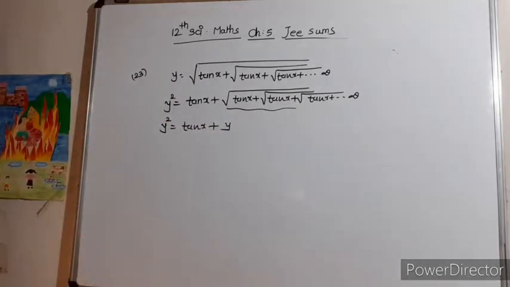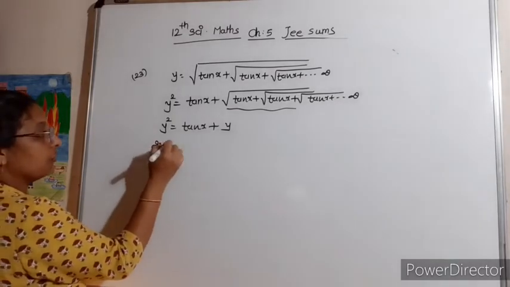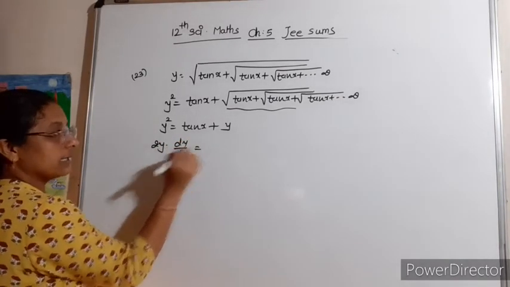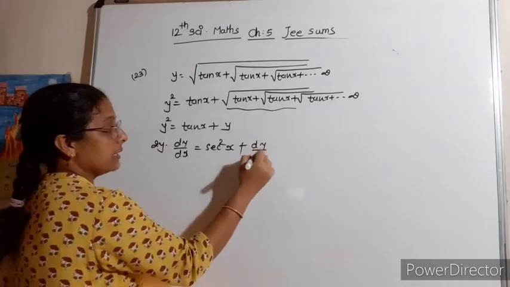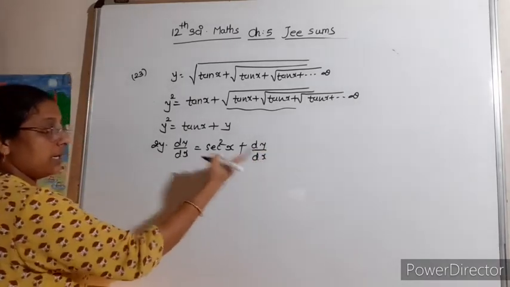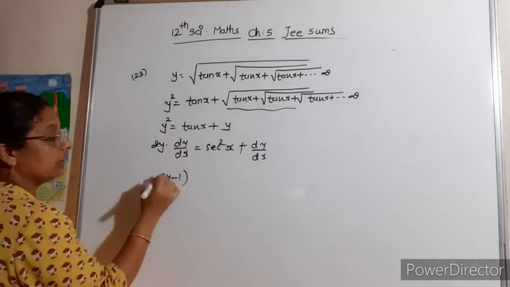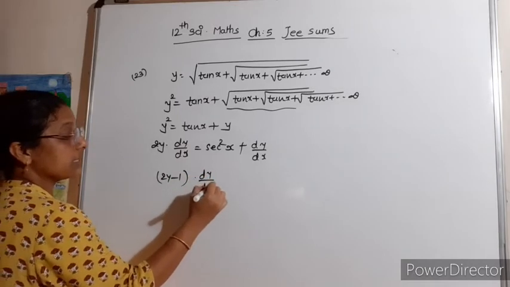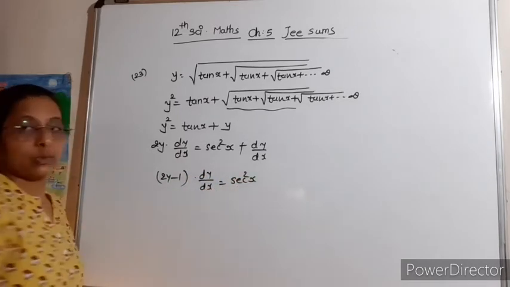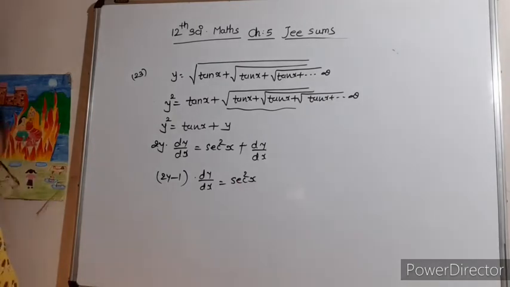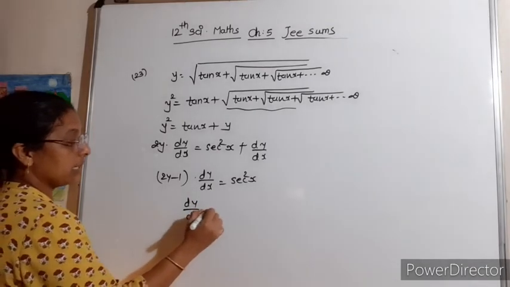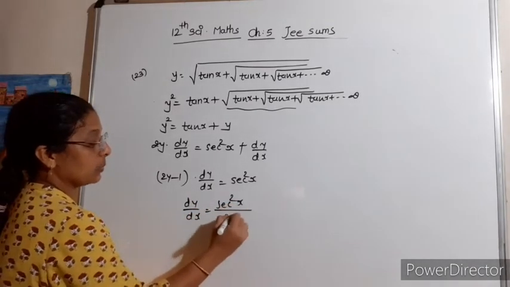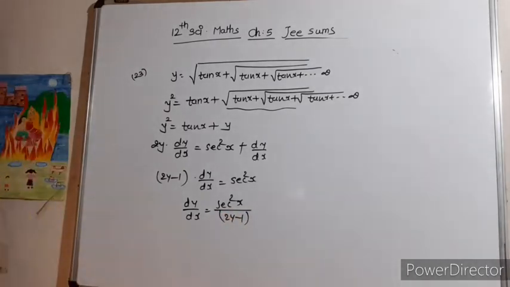Now you will find the derivative on both the sides, that is 2y dy by dx. Here the derivative of 10x will be sec square x plus dy by dx. dy by dx we will take to this side and take it common, that is dy by dx times 2y minus 1 is equal to sec square x. We want to find dy by dx, that is equal to sec square x upon 2y minus 1. You understand that? This is the answer.